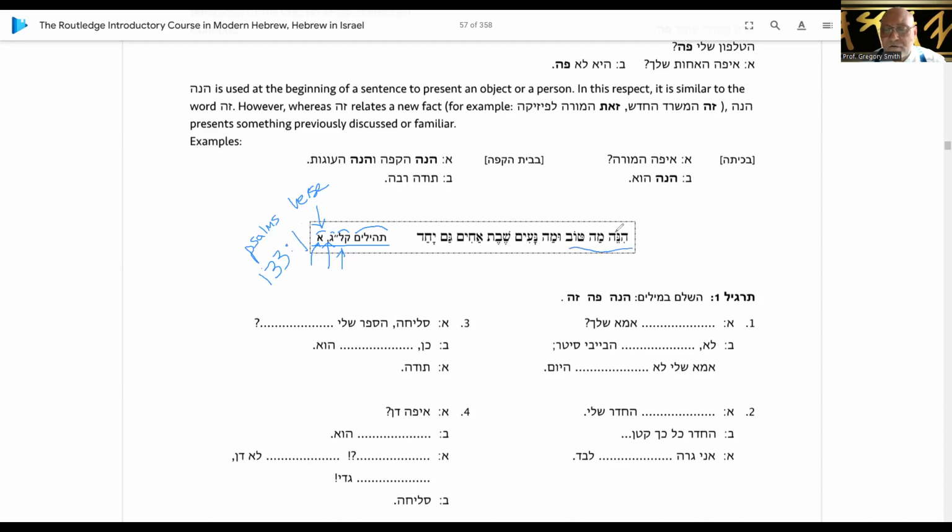Hine matov. Oh, how good. Here is how good. Oh, how good and how pleasant it is for brethren to dwell in unity. Hine matov na'im shevet achim gam yachad. And that is definitely from Psalms chapter 133, verse 1.